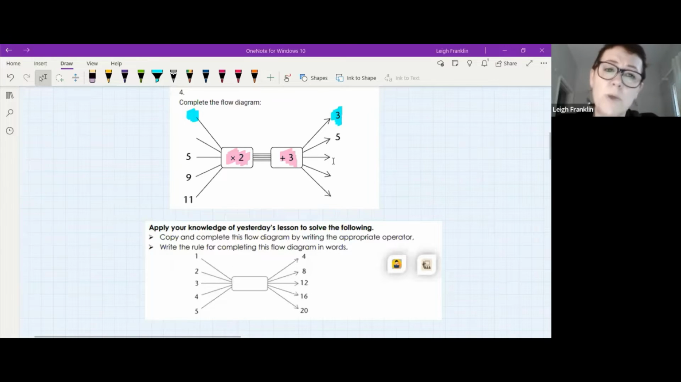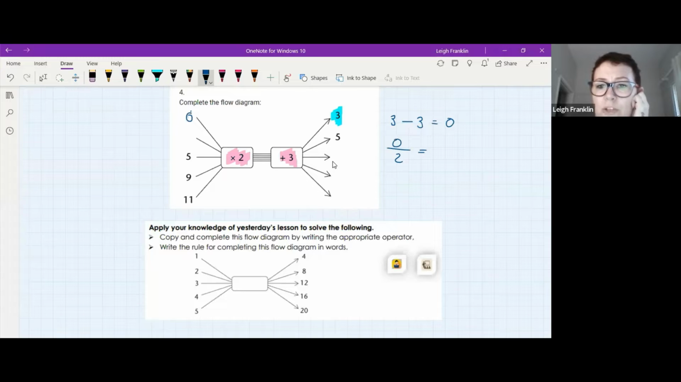All right, so did you want to tell me what I should be writing on the left as my input if my output is 3? Yes, ma'am. So what should be written there, Takalani? Ma'am, it's going to be 0. It certainly is, because we would have to work backwards. We start with our output and do the opposite operation, which is to take away 3, and we end up with 0. Then if we take 0 and divide it by 2, we end up with 0. So quite right, that is correct.